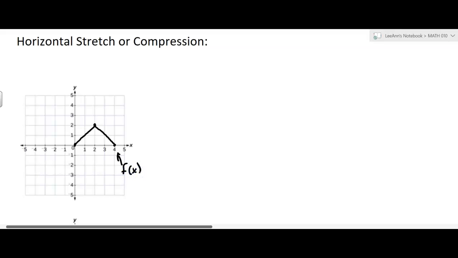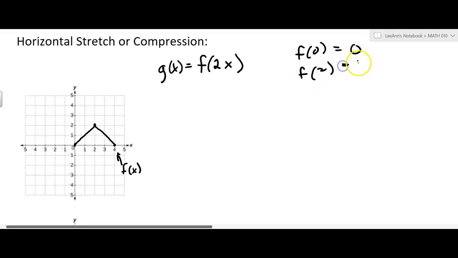So then when I want to do a horizontal stretch or compression, I'm going to say g of x is equal to f of 2x. Now what that means is I have 3 points here. I know f of 0 is 0. I know f of 2 is 2. And I know f of 4 is 0. That's all I know from my little graph.